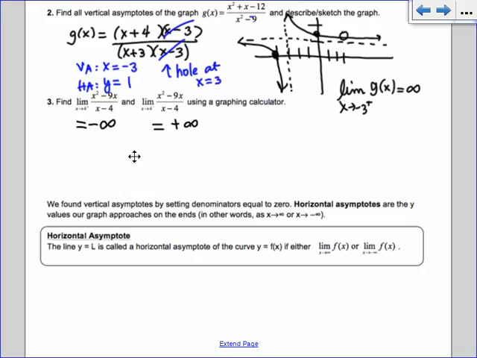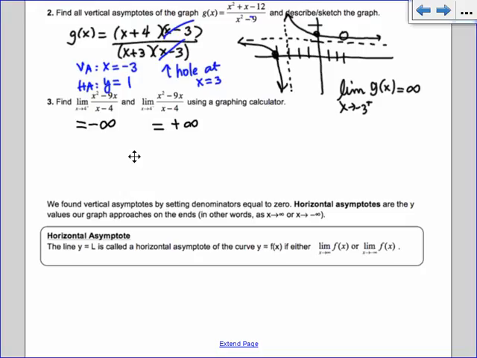So it says we found vertical asymptotes by setting denominators equal to 0. Horizontal asymptotes are the y values our graph approaches on the ends of the graph. Okay, so basically they're limits. They're limits as x goes to infinity and as x goes to negative infinity. Every single time you see a problem in the AP test that says horizontal asymptote, I want you to think of both of those. So you have to think infinity and negative infinity.